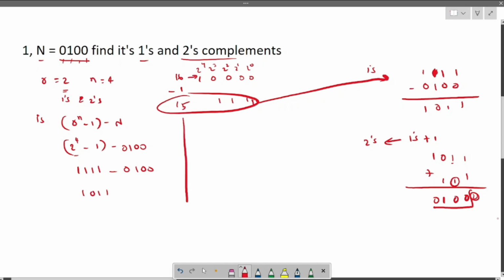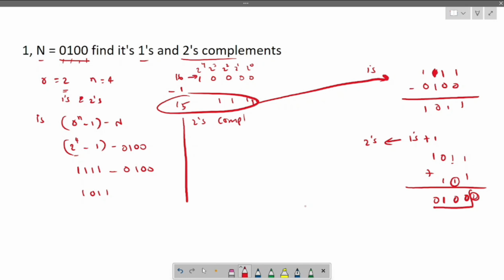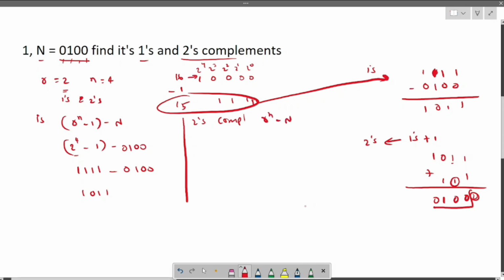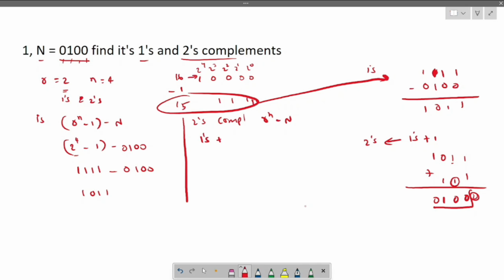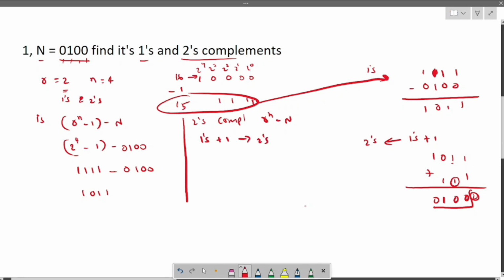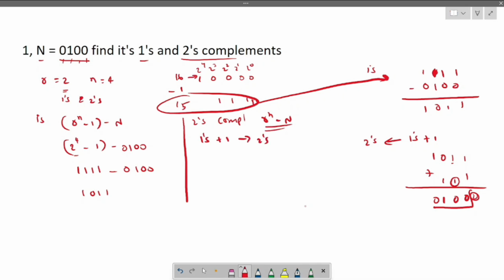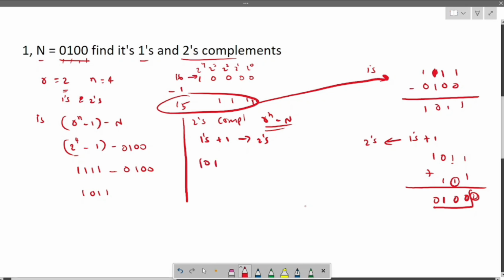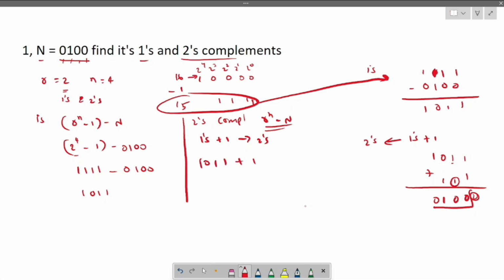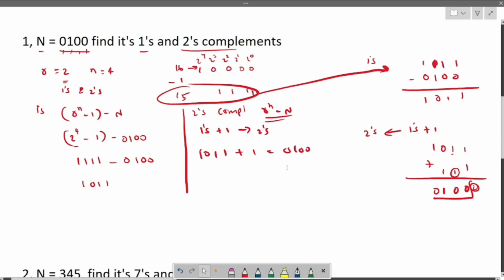Now 2's complement is also the same thing, like r power n minus n. Already we found the 1's complement, right? So 1's complement plus 1 is the 2's complement. So you do not need to use this formula in your exam. Directly it is 1 0 1 1 plus 1, which is 1 1 0 0. Okay, now let us move to the next question.